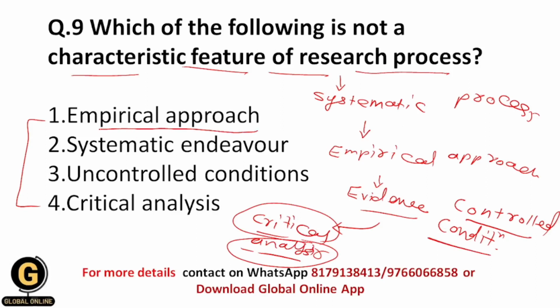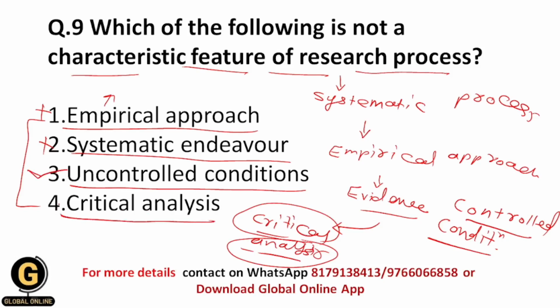First option is empirical approach. As we have seen, the research process involves an empirical approach, so it is a characteristic feature of the research process, and this is eliminated. Systemic endeavor means systemic process, so this is also eliminated. Uncontrolled conditions: as we have seen, in a research process there are controlled conditions, so this is the correct answer to our question. Critical analysis: as we saw, we critically analyze our data, so this is also eliminated. So the correct answer is 3.